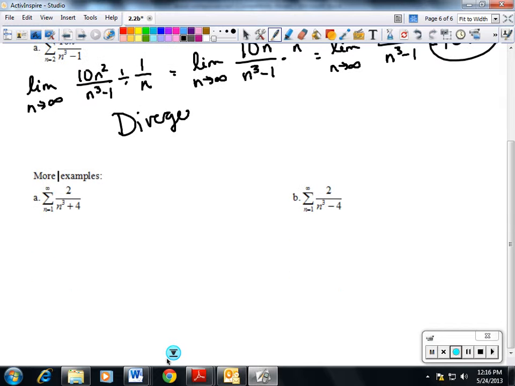Here I'm just going to compare this, because as I go to infinity, that 2 is not going to do a whole lot. This is going to be basically the same as 1 over n cubed. This is a p-series. P is bigger than 1. That's going to converge, so my series is going to converge as well. The same thing here. There's no difference in these problems, really, with the minus 1 and the plus 1. I'm going to compare this to 1 over n cubed, so it's also going to converge.